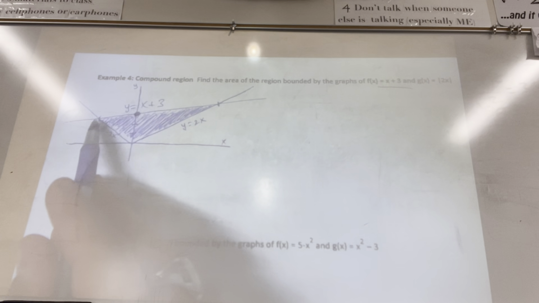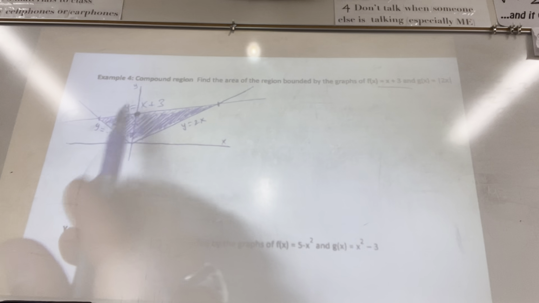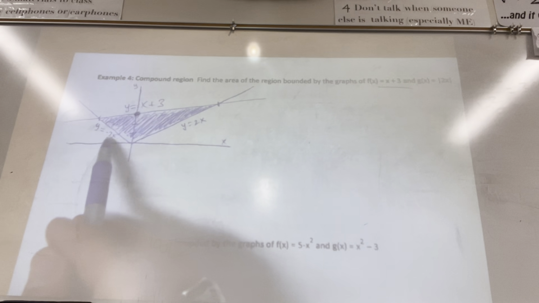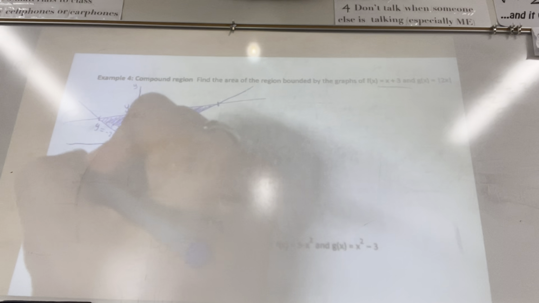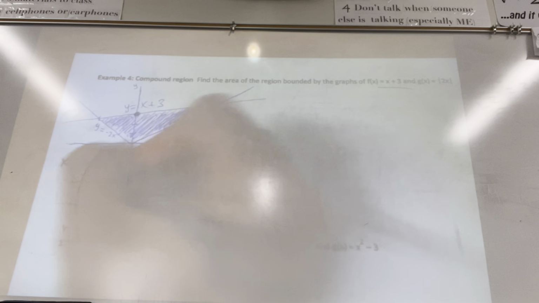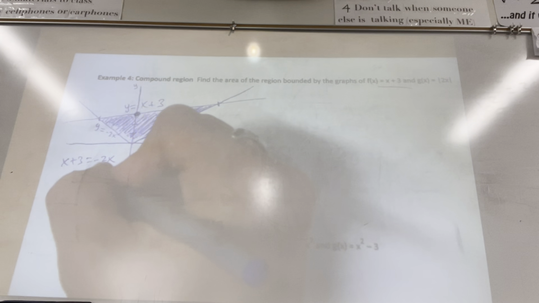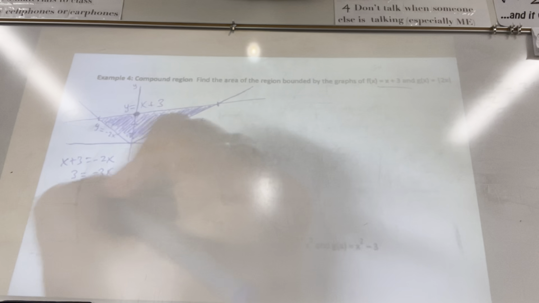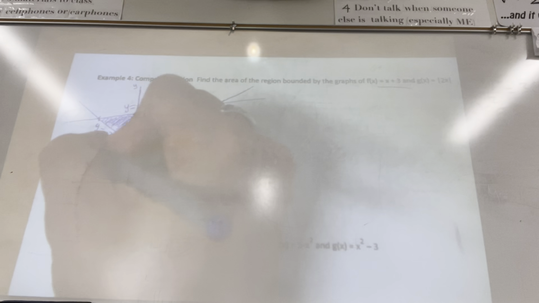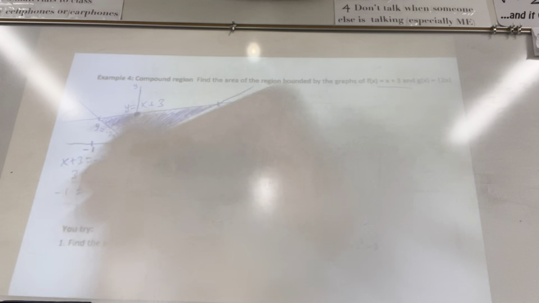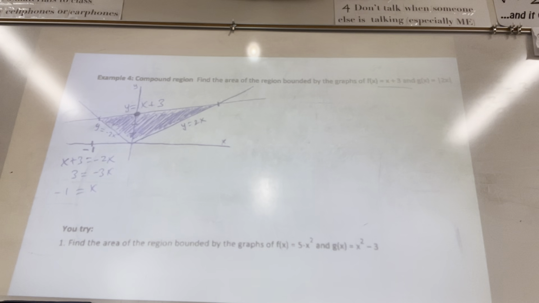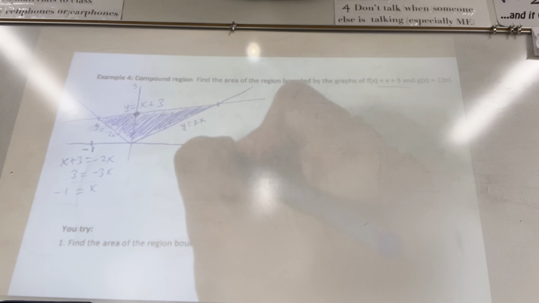Well, if I want to find that x value, I gotta say which functions equal? x plus 3 and negative 2x. So x plus 3 equals negative 2x. Use your super algebra powers. And what does x equal? Negative 1. Okay, so I know that this is a negative 1. We do the same thing for the other one.